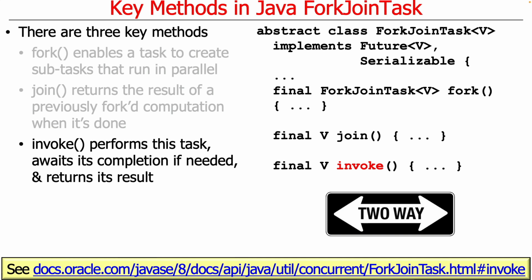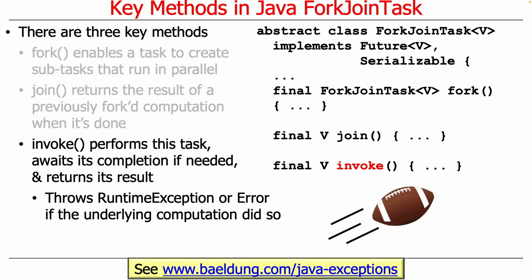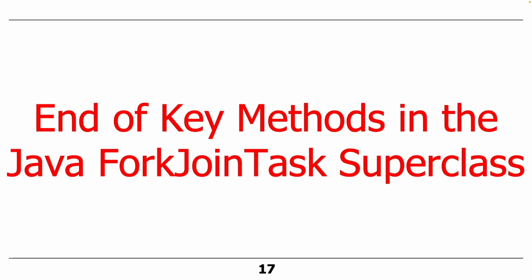Invoke performs a task, awaits its completion if needed, and returns its result. So unlike fork and join, which are sort of inherently asynchronous, invoke is a more synchronous way of doing things that call and then wait for the result. We're not going to use the invoke method a lot in our examples, but just be aware that it does exist. If you call something and an error occurs, then a runtime exception can be thrown from the invoke method under the right circumstances. So that's the end of the overview of the Java ForkJoinTask superclass.